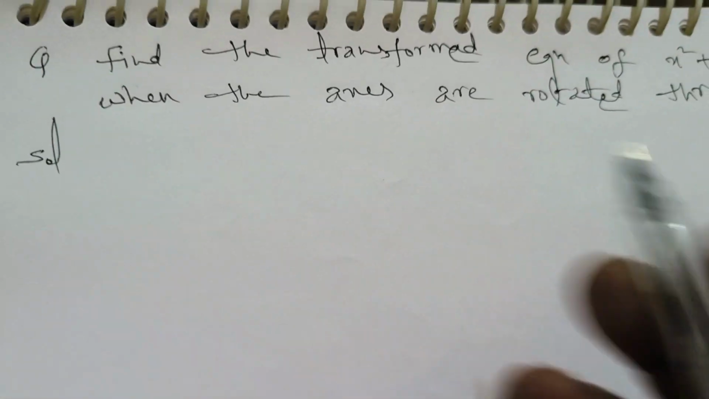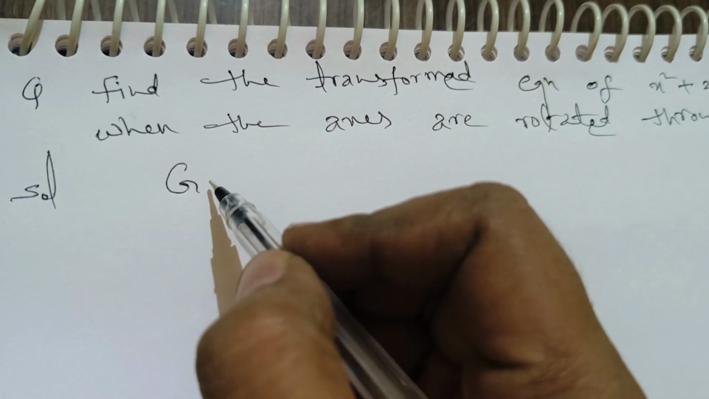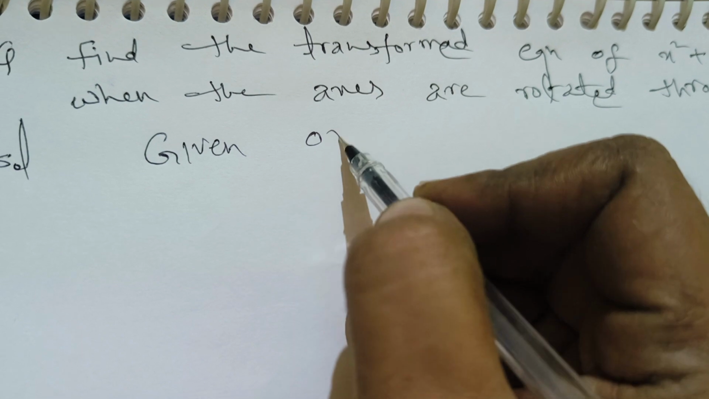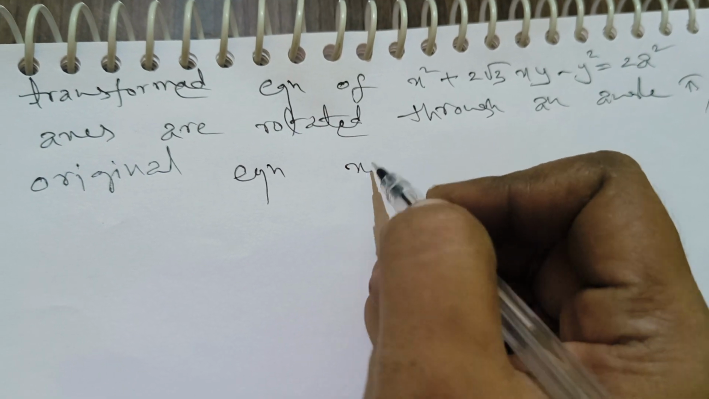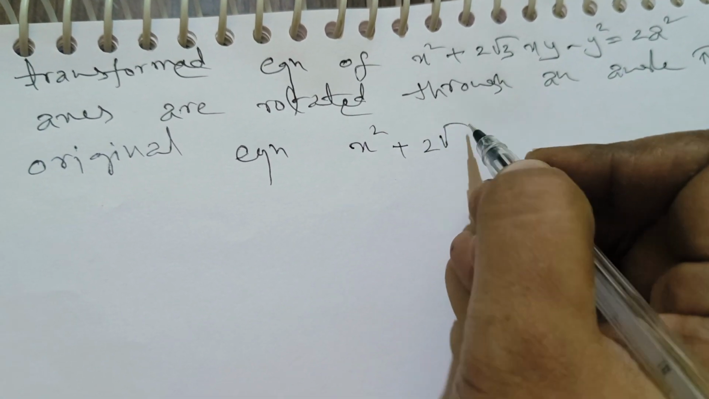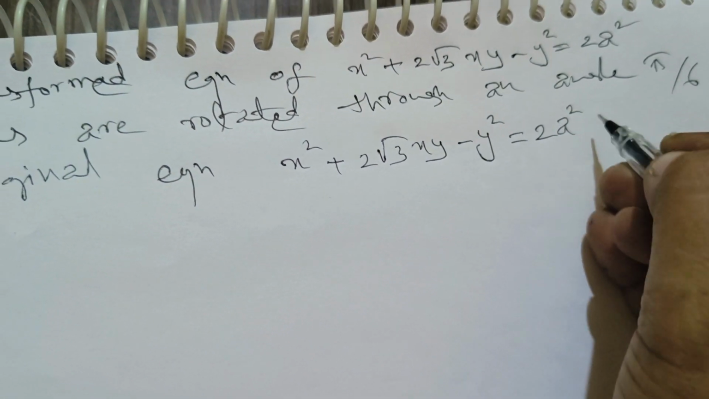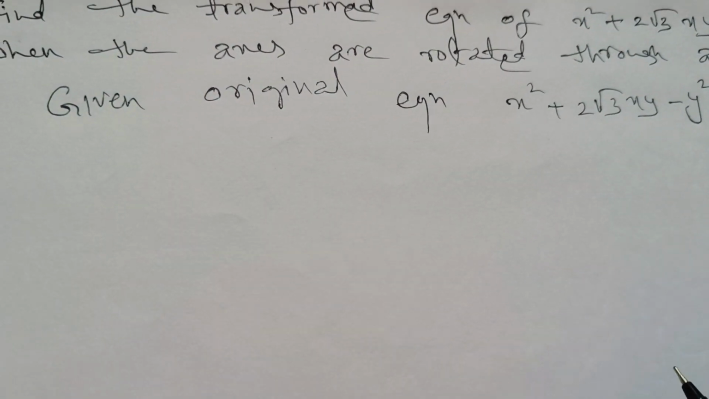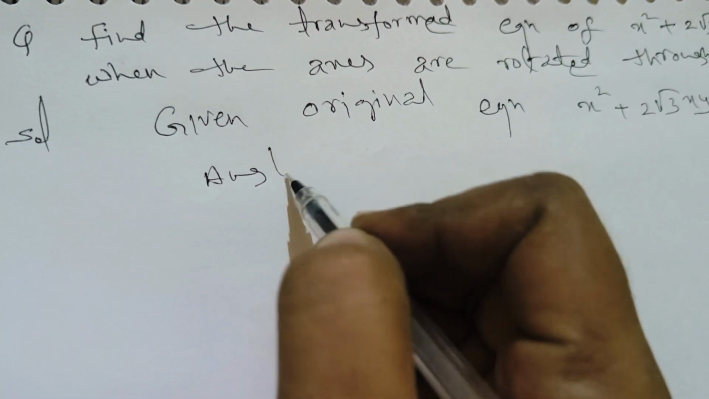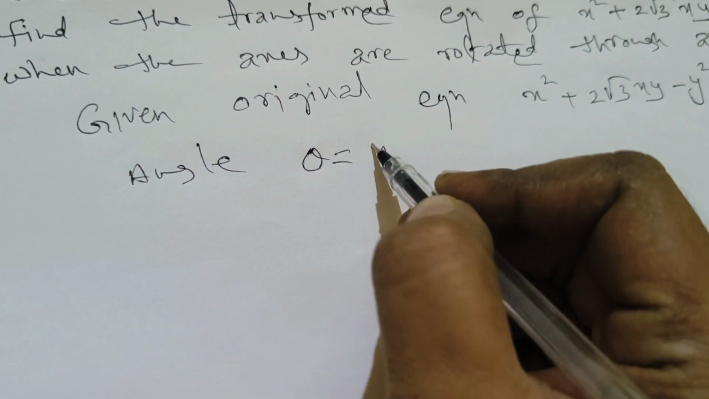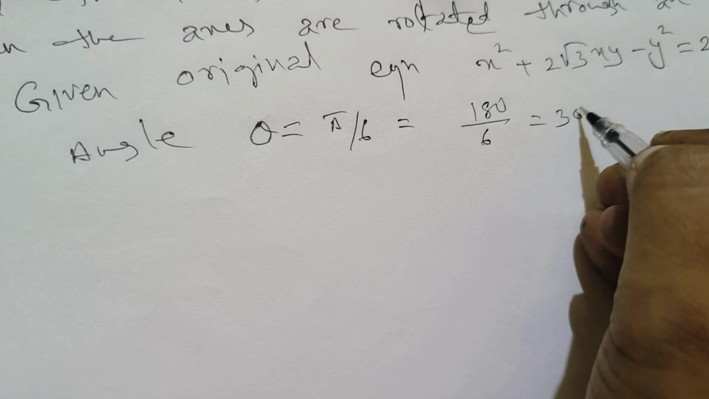So, we will write the given equation, which is the original equation. We have to find out its transformed equation. So the given original equation is x square plus 2 root 3 xy minus y square is equal to 2a square. Take it as equation number 1. The angle of rotation theta is equal to pi by 6. Pi by 6 means it is 180 by 6, which is 30 degrees.